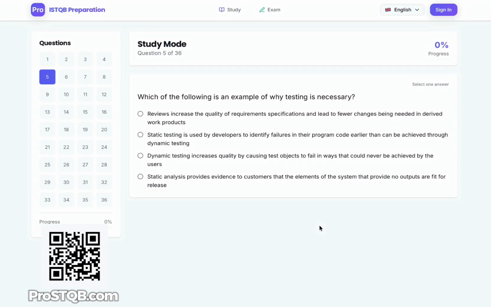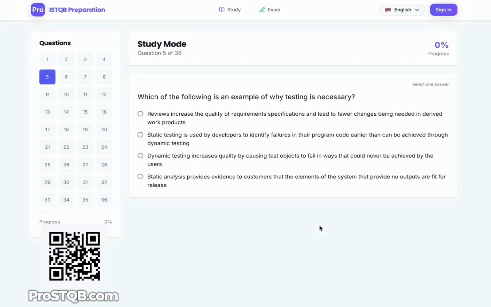Option A. Reviews increase the quality of requirement specifications and lead to fewer changes being needed in the derived work products. This is exactly what ISTQB wants you to remember. Reviews are a form of static testing. If we find problems in the requirements before designing and coding start, we avoid building the wrong solution. That means fewer defects later and fewer expensive changes. Strong candidate. Let's go next.